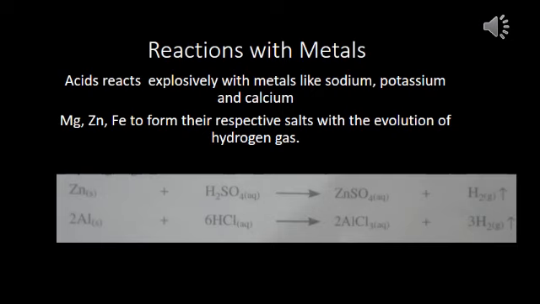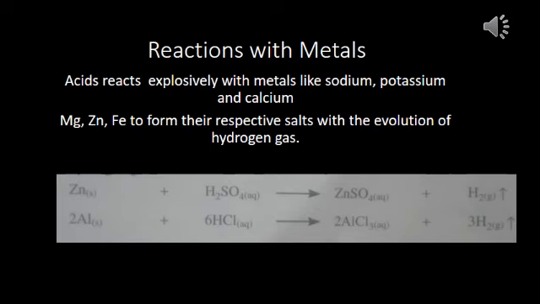As we have discussed the physical properties of acids in our previous slides, now we will discuss the chemical properties of acids. The first chemical property of acid is with metals. Acids react explosively with metals like sodium, potassium and calcium. However, dilute acids react moderately with reactive metals like magnesium, zinc, iron and aluminium to form their respective salts with the evolution of hydrogen gas.